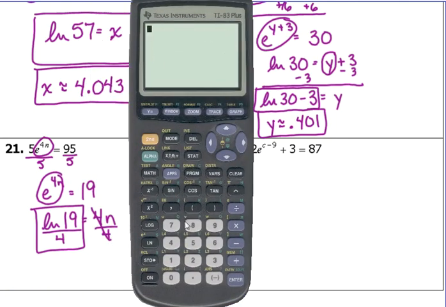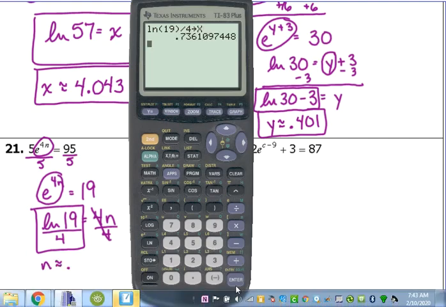Be careful, again, when you put this in the calculator. The natural log of 19, close the parentheses, and then divide by 4. So n is approximately 0.736. Plug it back into the original. 5 times e to the 4x. And that should be 95, and it is.